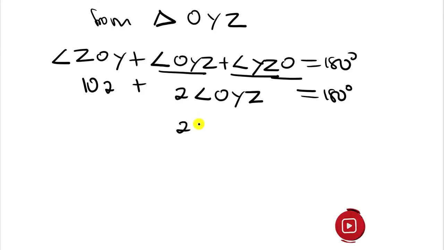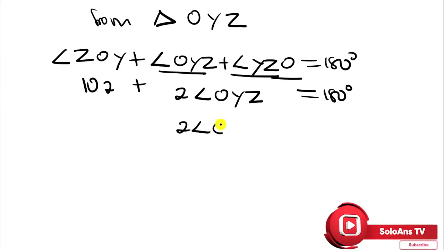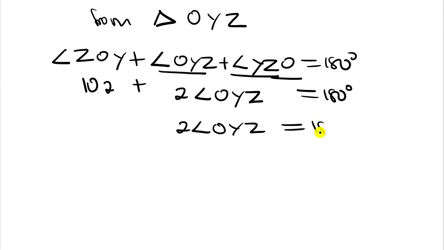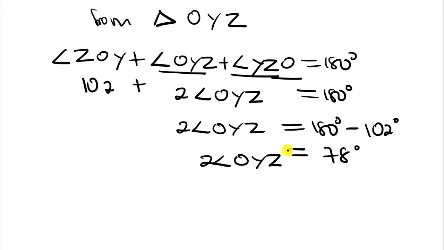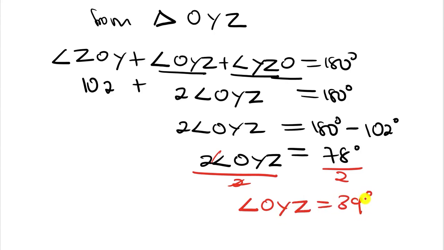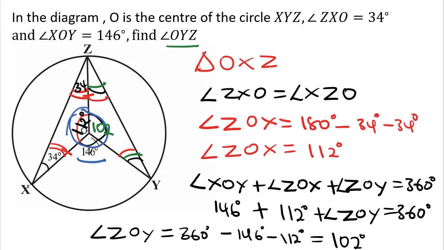If that is the case, then we are going to have our 2 angle OYZ being equal to 180 degrees minus the 102 degrees, and this is going to give us 78 degrees. That is 2 angle OYZ. But we want to find angle OYZ, so we have to divide both sides by 2. So I'm going to divide this side by 2, divide this side by 2, and this is going to give our angle OYZ to be equal to 39 degrees. And that is what the question wants us to find. It said we should find our angle OYZ.